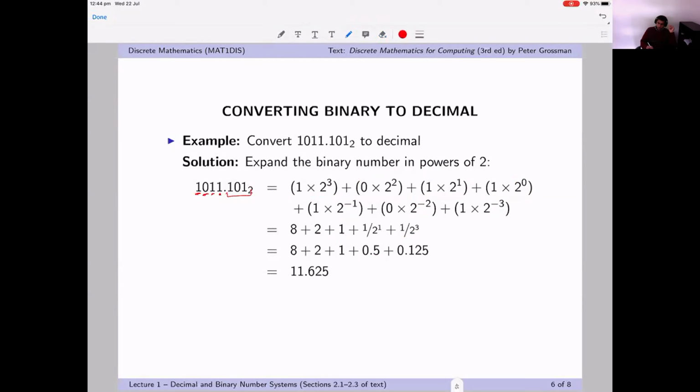So in other words, 1011.101 to the base 2 is actually the number 11.625. So roughly speaking, if you type 11.625 on your keyboard, that would be read as 1011.101 internally by the computer. Okay. Everything in the circuits and all that is being stored in terms of these bits.